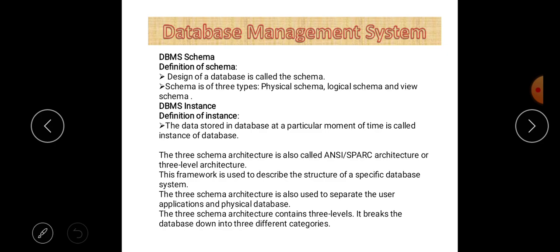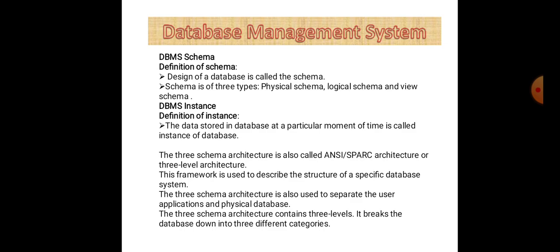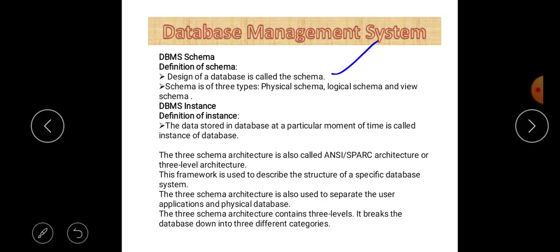As you can see on the screen, the design of a database is called the schema. Schema is of three types: physical schema, logical schema, and view schema. And the second term is DBMS instance. The data stored in a database at a particular moment of time is called the instance of the database.